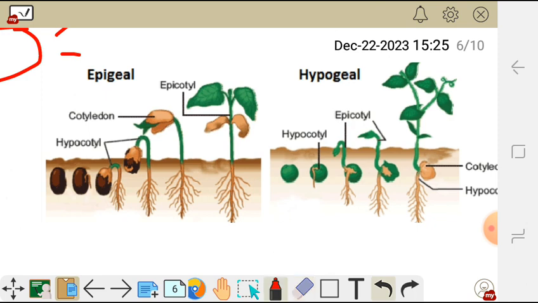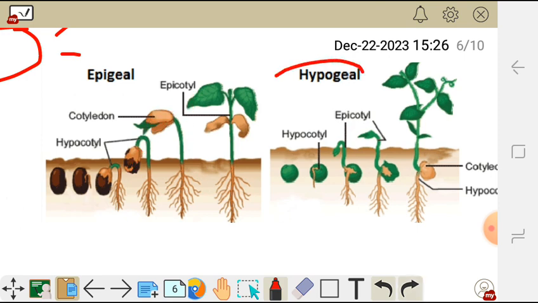Epi means outside or upper, like epidermis, that is the layer of the skin which is on top. So in this case, epi means outside the earth. In this type of germination, we are going to see the cotyledons of the seed itself also come out with the seedling. Those cotyledons also come out of the ground when the seed is germinating. That is what we call epigeal. So they are coming outside, epi, outside.